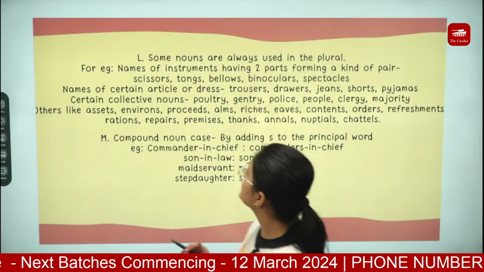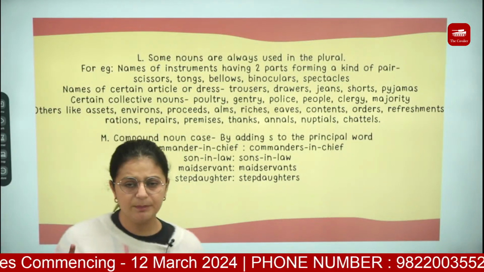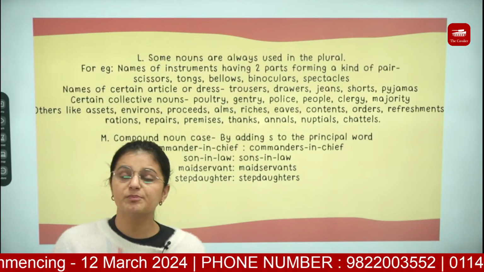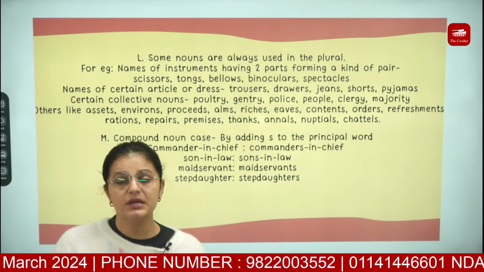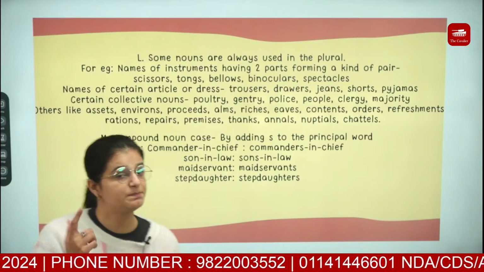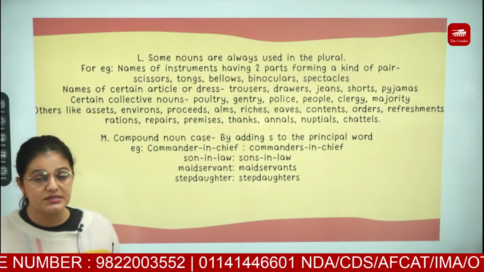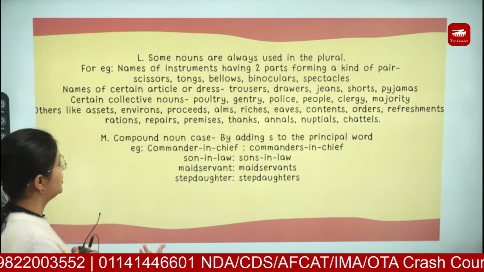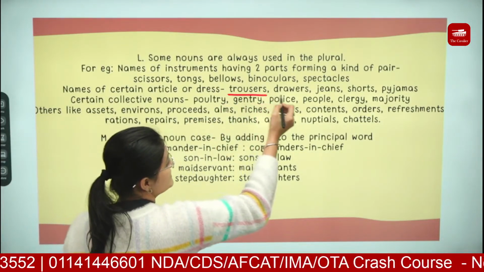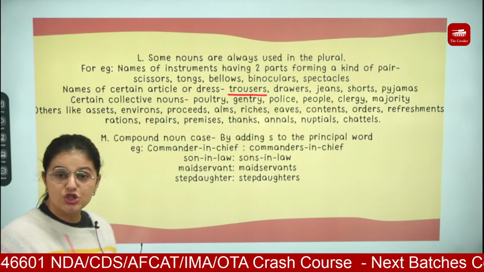Next, there are certain nouns which are always plural. First come all those things that are available in pairs. For example, spectacles, binoculars, as well as tongs. Second is clothing, like trousers, covers, jeans, shorts, pajamas.